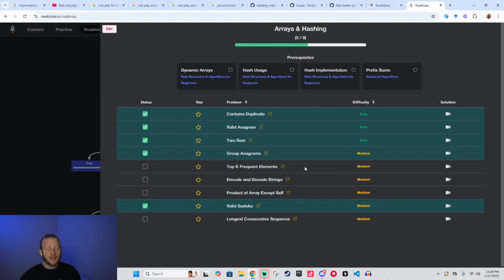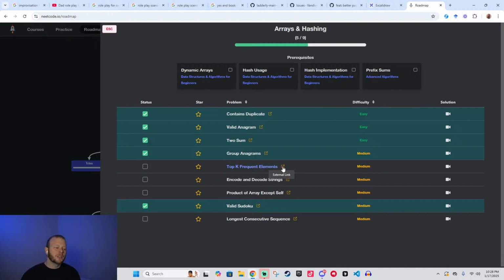Top K frequent elements. This one is going to be hard for me. Even though it's medium, it's going to be hard for me because I'm not familiar with this kind of problem. I'm going to try, we'll see how far we get. I'm going to try and do all 4 of these ones that I haven't done yet. I suspect that the latter 3 will be easier than the former one. I could be totally wrong. Maybe I'm going to bomb all of them.